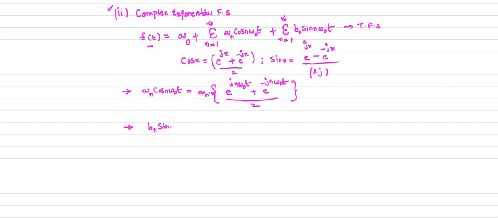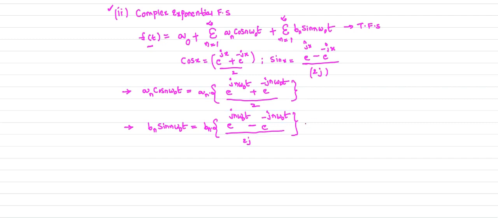Next, when it comes to the second factor, so what is the second factor? bn sin n omega naught t, that is your second factor. So how can you represent sine in terms of the complex exponentials, which is e power j n omega naught t minus e power minus j n omega naught t, divided by a factor of 2j, because in the numerator we have the 2j factor. So if you cancel out the 2j factor, you need to divide by the same factor, which is your 2j.